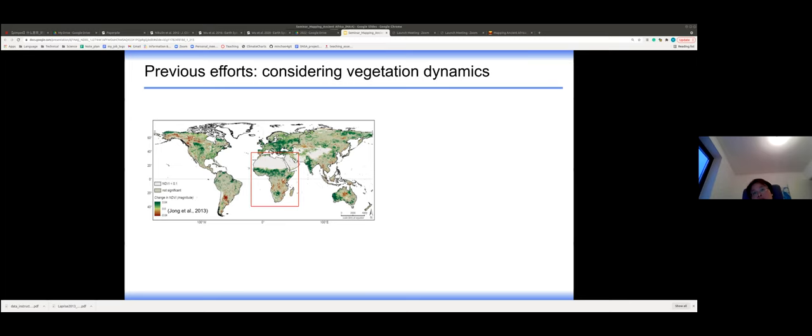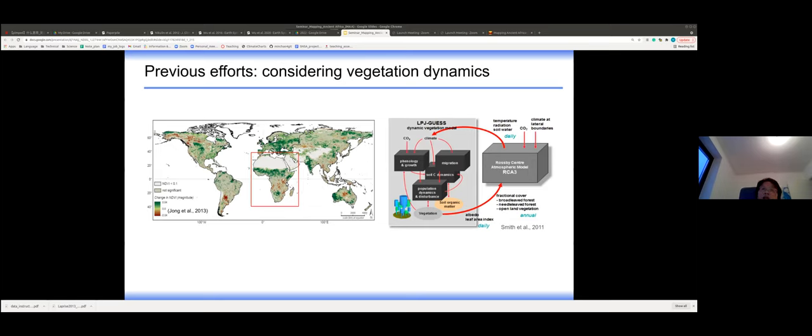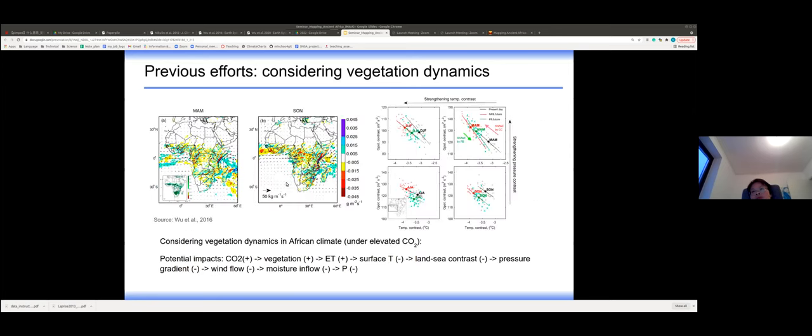static land surface. So one of our efforts is to use the coupled model. We consider the vegetation dynamics and we couple the model through the way of Fourier coupling. The climate model feeds the climate signals to the vegetation, the vegetation grows, and then feeds those land surface information back to the atmosphere components. So it's kind of fully coupled. Because of this approach, we can see how much the vegetation dynamics can affect the climate system.